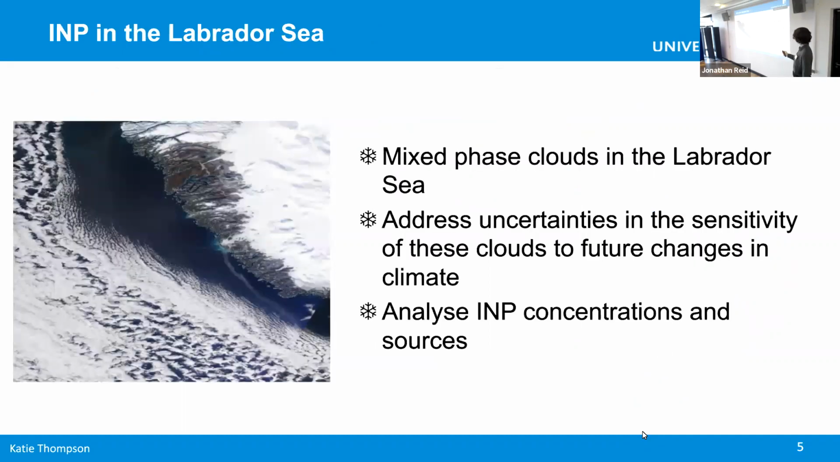So the Labrador Sea, as shown in this picture here, gets quite vast amounts of these low-level mixed phase clouds. And it's also within the Arctic Circle, and the Arctic is warming much faster than the rest of the globe in terms of climate change. So first of all, we want to understand what's currently going on, the balance between ice and water droplets, and how that's being influenced by different ice nucleating particles currently. But we also want to understand how that might change in the future with changes in the climate. There might be changes in the sources and the temperatures in this region, and we need to understand how these ice nucleating particles may be playing a role.